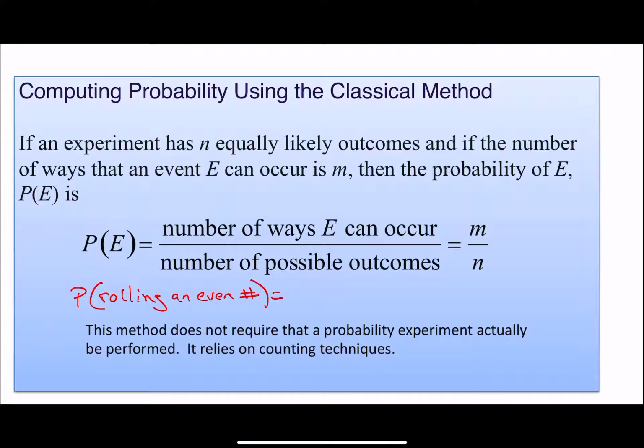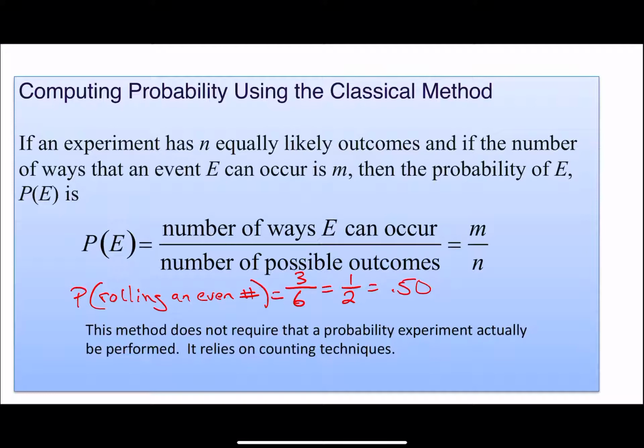Okay, so how many ways can E occur? So how many possible ways? We know that there are 3 even numbers on a fair die, so we put 3. How many possible outcomes? Well, way back in the beginning, we talked about all of the outcomes on a die. There are 6 possible outcomes on a die, so we have 1/2. So the probability of rolling an even is 50%, or 0.5, or 1/2.